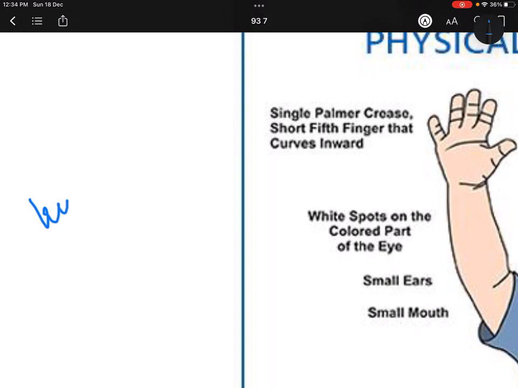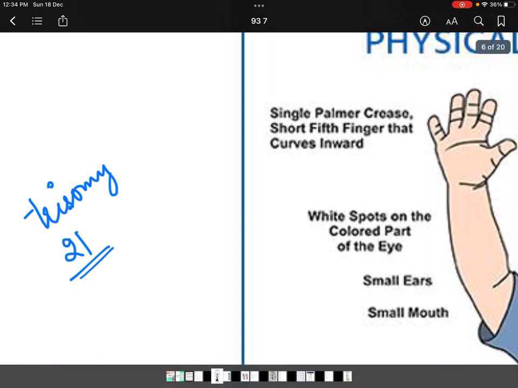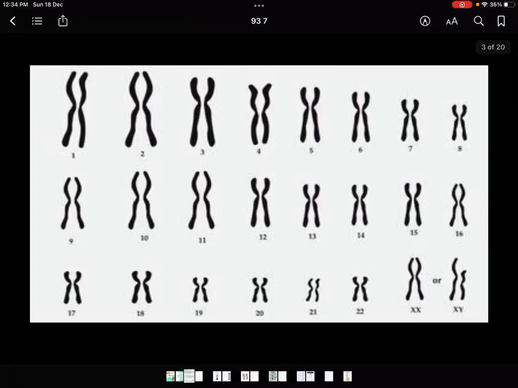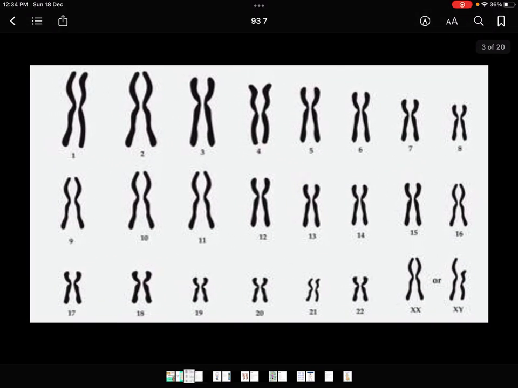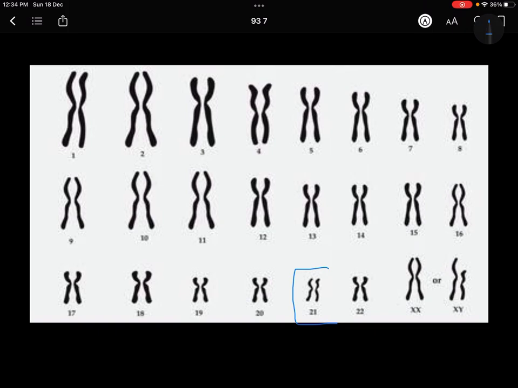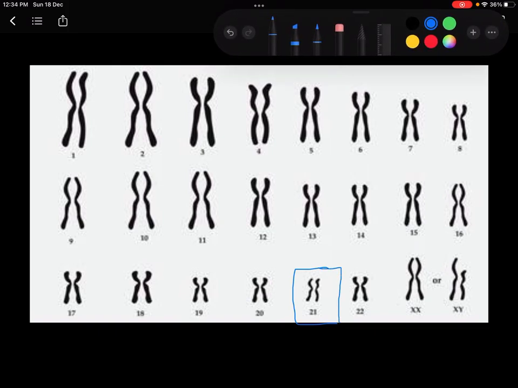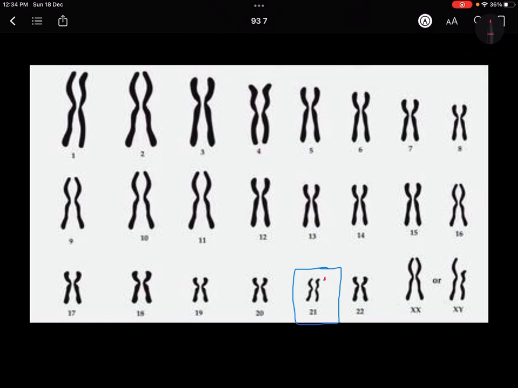This is also known as trisomy number 21, because in the 21st pair of chromosomes, if we go back to this picture, this is the 21st pair. Normally there should be 2 chromosomes, but in this case there are 3. So there is one extra in pair number 21, and that causes Down syndrome.